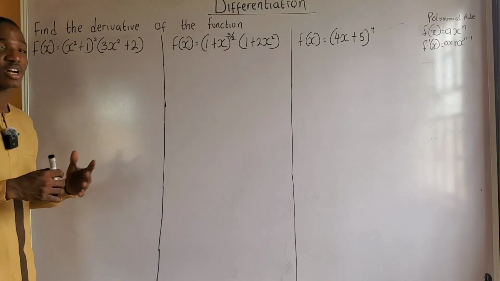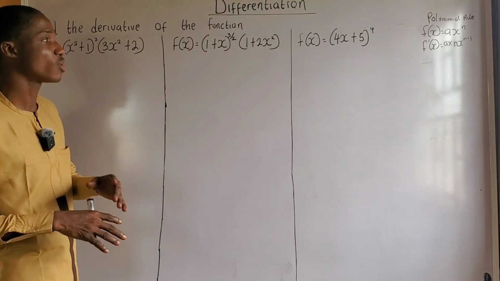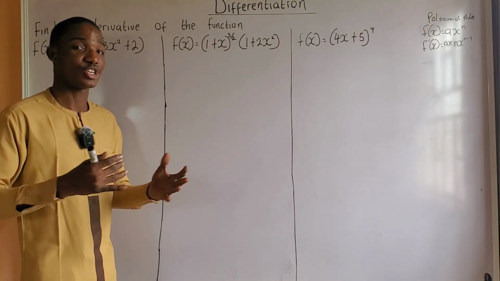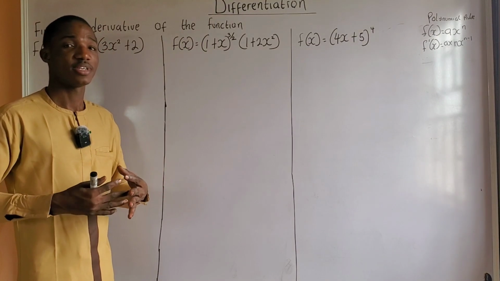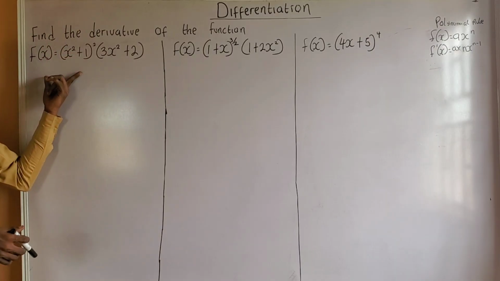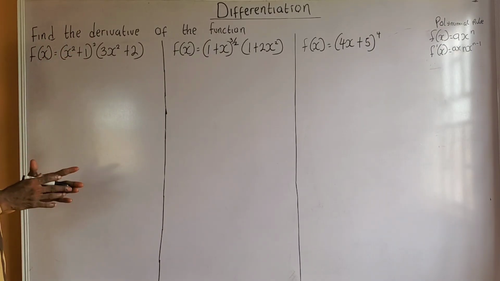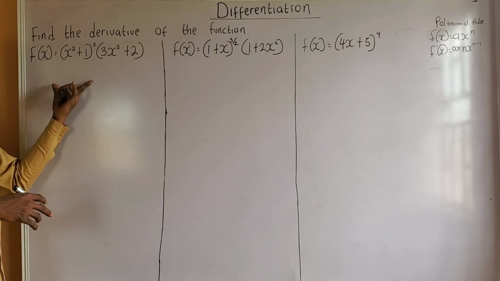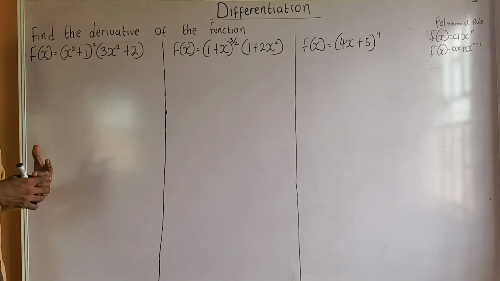In differential calculus, there are various rules. One of them is what we have been using since, which is the polynomial rule. There is still the chain rule. There is the quotient rule. In differentiating this function, you can do it in two ways. You understand? You can expand this bracket, but expanding the bracket is a bit tedious. You understand?